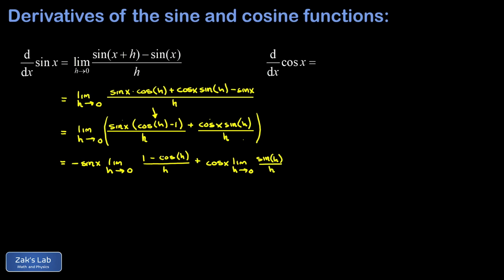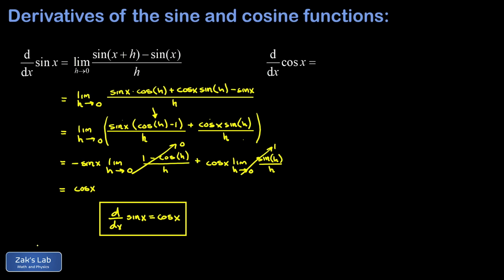So remembering the values of these special limits, the limit as h goes to 0 of 1 minus cosine h all divided by h, that turned out to be 0. So that whole first piece of this expression is gone. And then the limit of sine h over h as h goes to 0, that turned out to be 1. So the only survivor of this limiting process now is cosine of x. And we have our proof that the derivative of the sine function is just the cosine function.